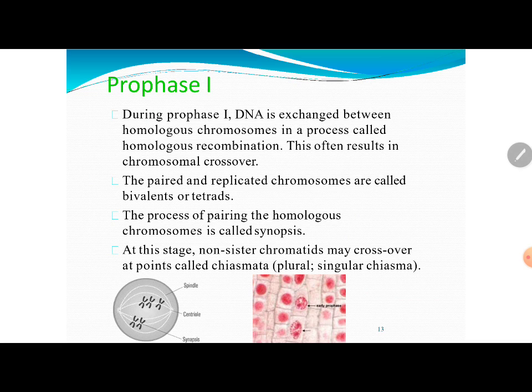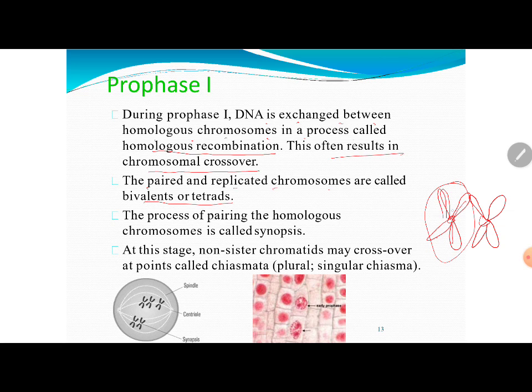During prophase 1, DNA is exchanged between homologous chromosomes in a process called homologous recombination. This often results in chromosomal crossover. The paired and replicated chromosomes are called bivalents or tetrads. See the chromosomes like this, with a centromere. They are called bivalent because of 2 arms, or tetrad, meaning 4 arms. So they are called bivalents or tetrads.